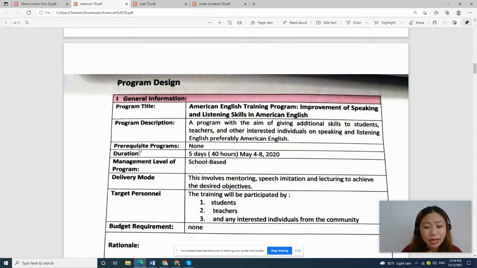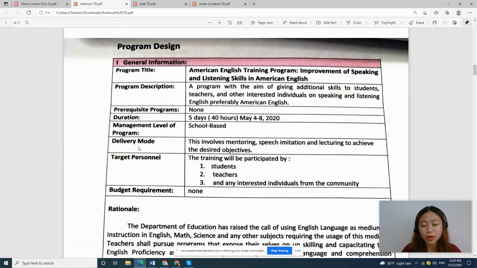All right. Next, we have prerequisite programs. When we say prerequisite programs, if you have conducted this innovation connected to the first innovation that existed last year or a long time ago, then you're going to have this prerequisite program. In my case, this is the first innovation I made in the English subject in senior high school. So this is why I have it none.